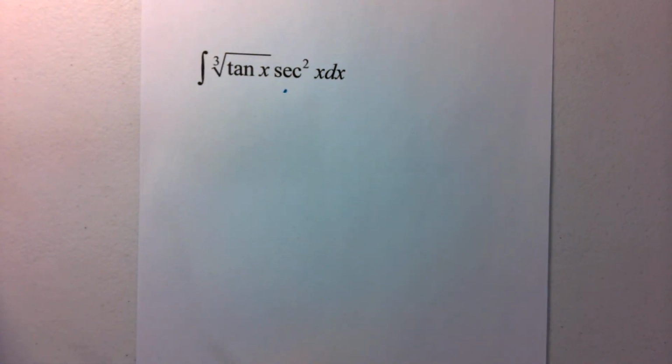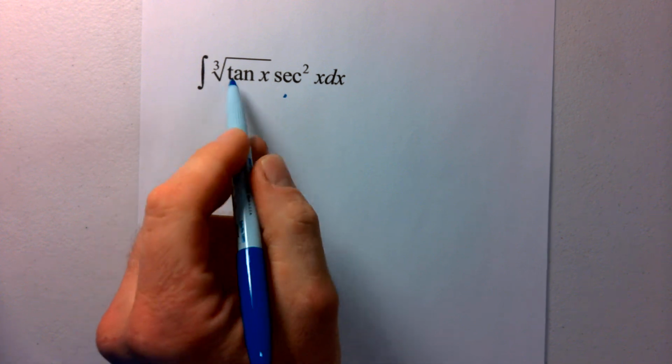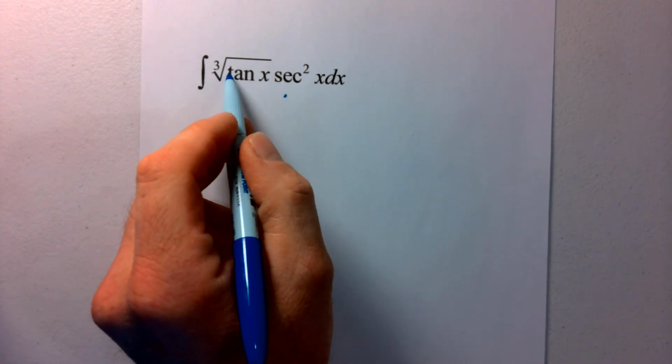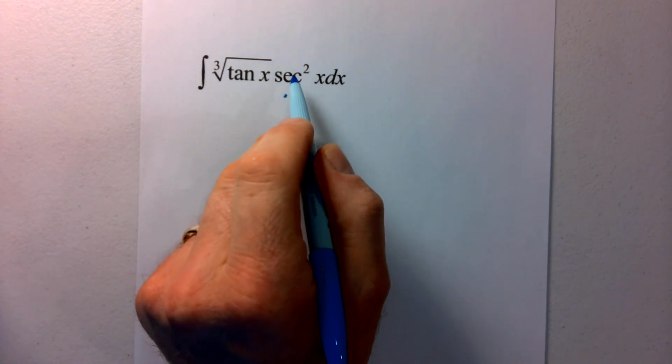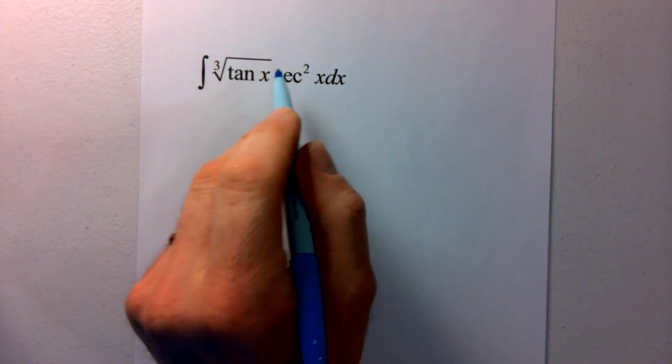All right. I had to focus it in there on you. All right, so here we have one last one, integration of the cube root of tangent of x times secant squared of x dx. So what do we let our u be?